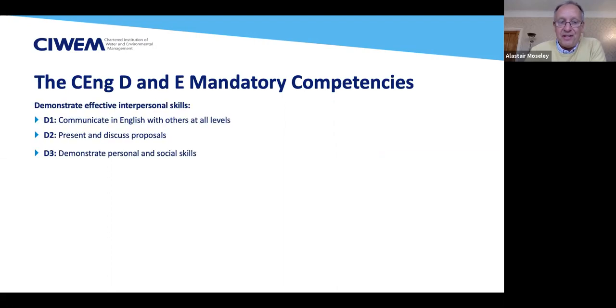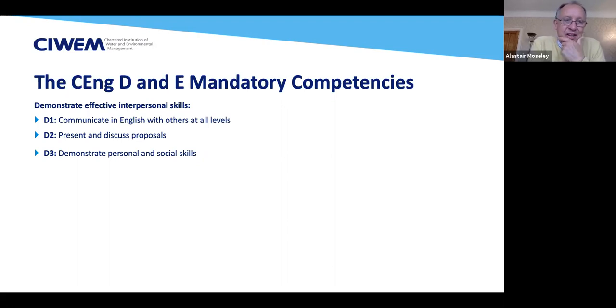So, actually, I haven't just shot myself in the foot there. The very first one, D1, communicating English. But the focus in here is really demonstrating that you can work with board directors, with stakeholders, and with the layman. Then you've got a separate opportunity then to talk about how you've presented proposals and what you've done to do that. And then the final one, which CIWEM doesn't actually test that hard, is your personal and social skills. Some of those we'll pick up from the interview, but actually writing D3 is probably quite hard. How do you demonstrate that you've got good personal and social skills from your own perspective? So that's quite a tricky one to write, I think, D3.